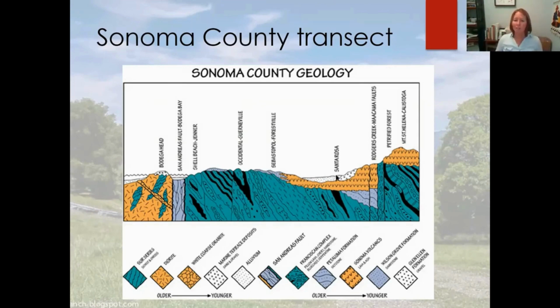And we can talk about some of these other formations as well. The Glen Ellen Formation is river gravels, and then this guy here is just alluvium from erosion of the hills, filling in the Santa Rosa Basin here.